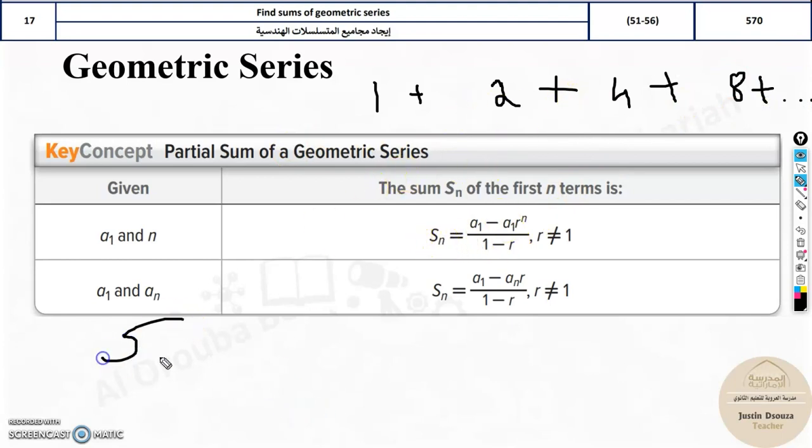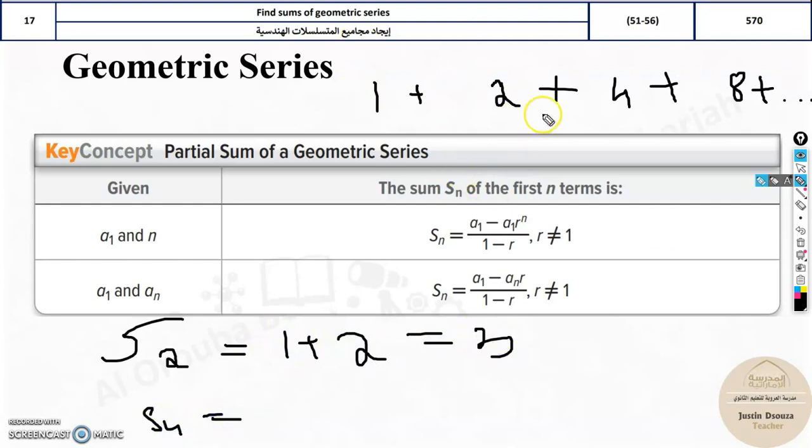Say if I tell S of 2, that means sum of these 2 terms, 1 plus 2 is equal to 3. If I tell S of 4, that is the summation of all these numbers which I've written: 8 plus 4 is 12, 14, 15. But what if I tell you summation of 21? It's very hard. You can't sum it, right? So with the information of r, the first term, and the n value, that is n is 21 over here, you can easily find the summation. So that is why we are using this.